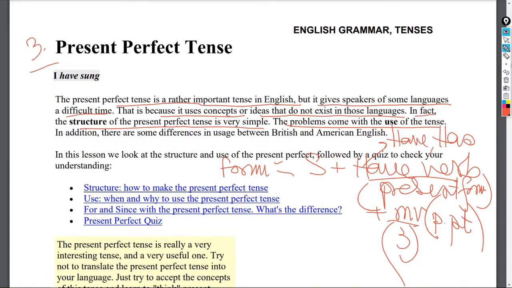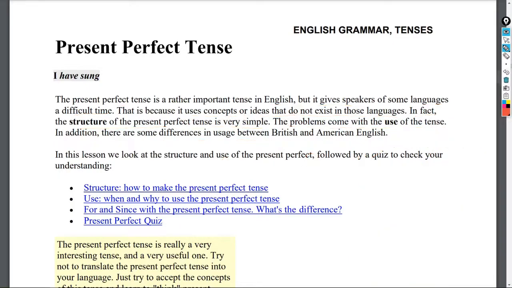In addition, there are some differences in the usage between British and American English too. Therefore, as you are very much aware, there is a difference in the application in the case of British and American English. So here also there is some difference and we will have to master it now. Let us go for it.